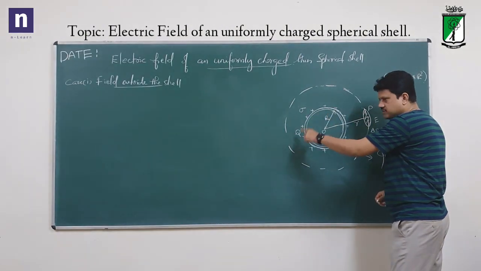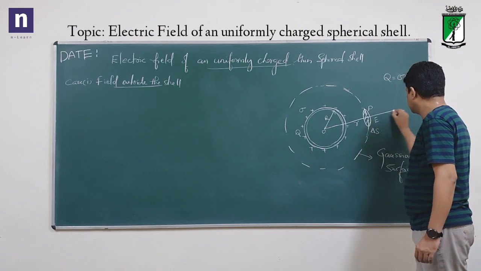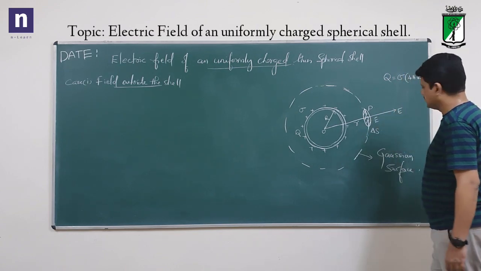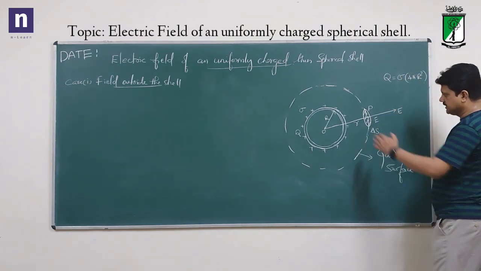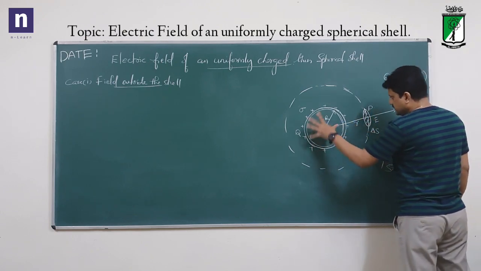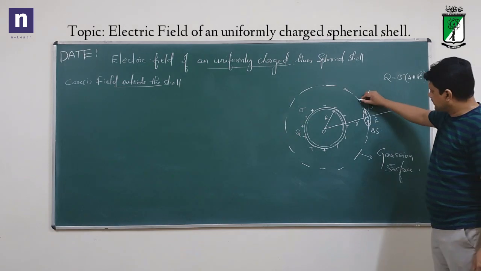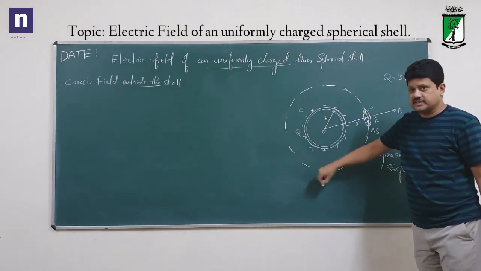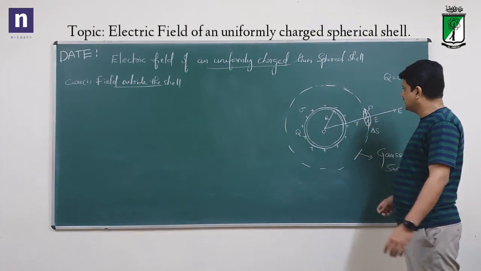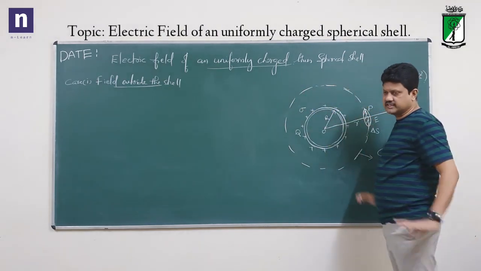If I assume positive charges here, of course the field is radially outward, or if the charge here is negative, then the field is radially inward. That's the only difference. So every point will have the same effect. So at every point the electric field is radially outward or inward, we can say.